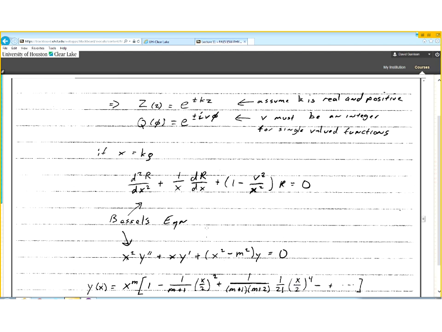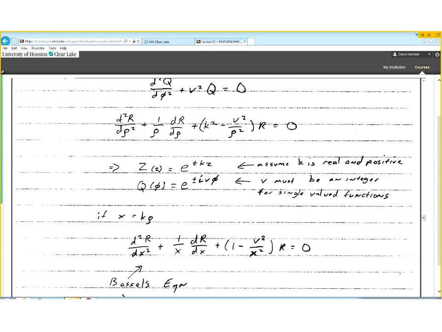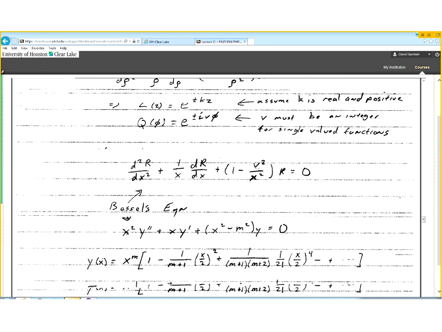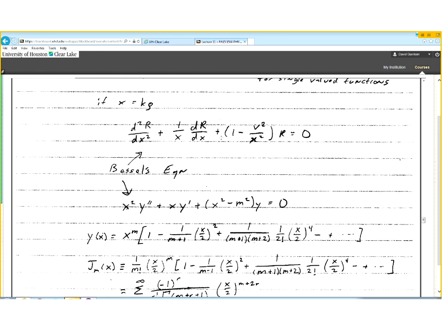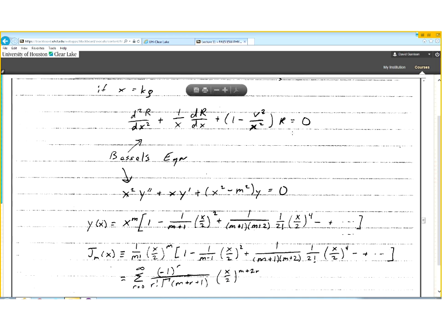And you'll also notice here that these two equations are already solved. That's 2 out of 3 down. The last equation for r, you can solve it using a parallel to Bessel's equation, where if you take x equal to k rho, you can see that you have this equation, which looks a lot like Bessel's equation.